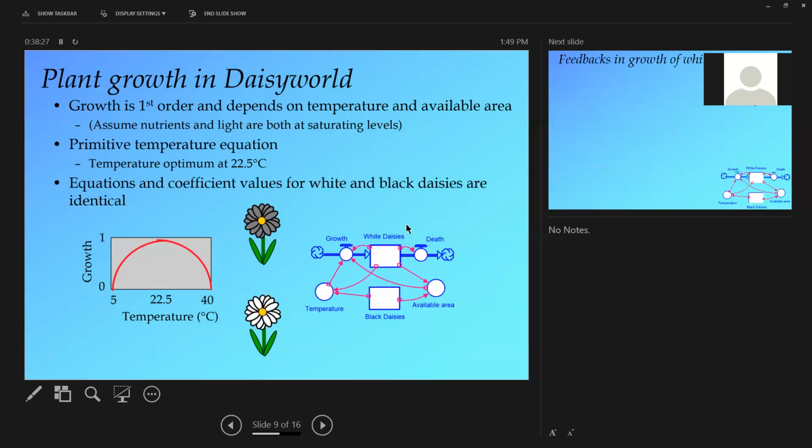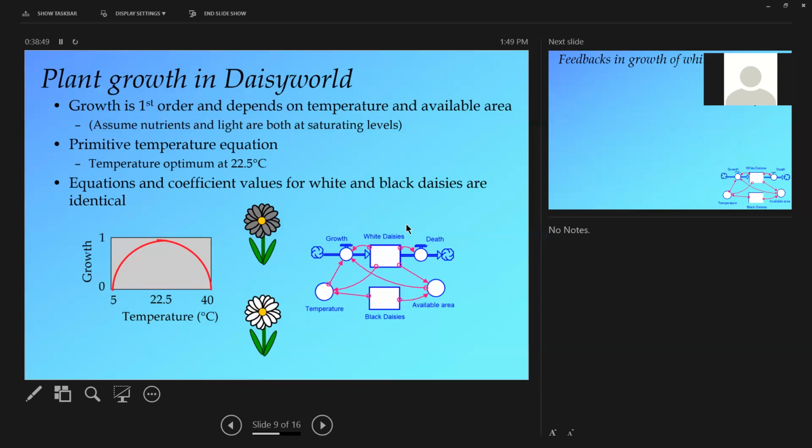And basically, the equations and the coefficients for black and white daisies are absolutely identical. The only thing important to remember from what I said is that the temperature within a bed of black daisies is elevated by 5 degrees, and the temperature within a bed of white daisies is down by 5 degrees.